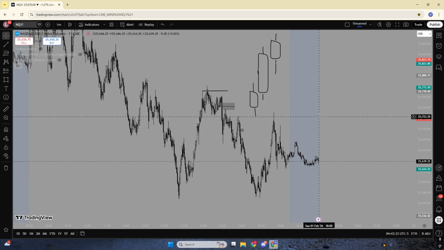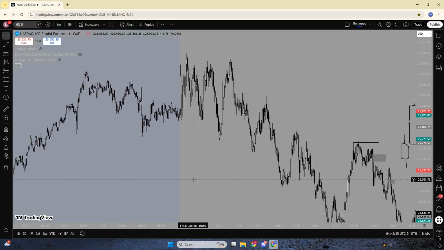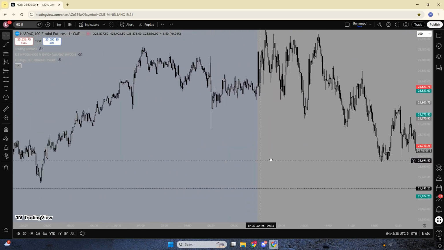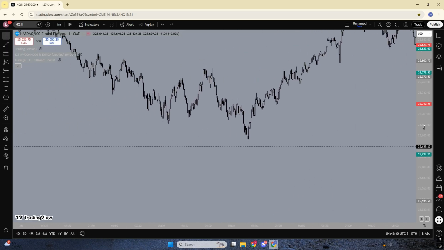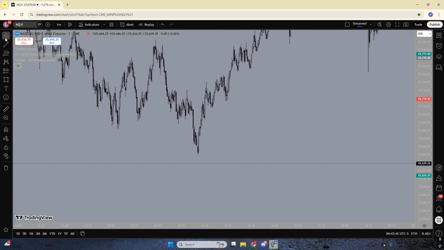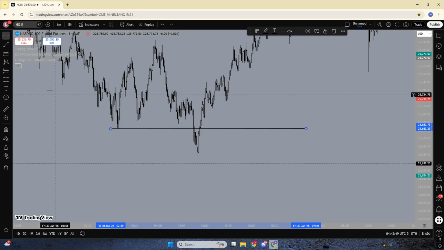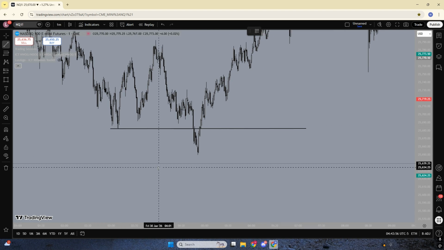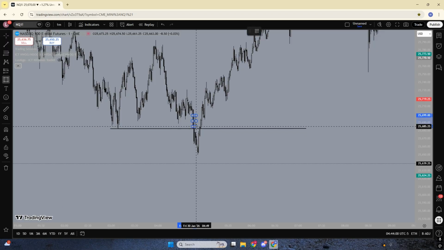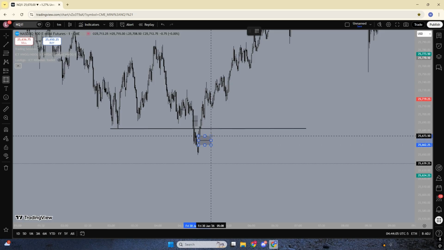Okay, let's find another example, a good example. Alright, here's a perfect example. We got relative equal lows right here, right? Boom. We got a liquidity sweep, and then while we took the liquidity, we created fair value gaps, multiple fair value gaps, right?